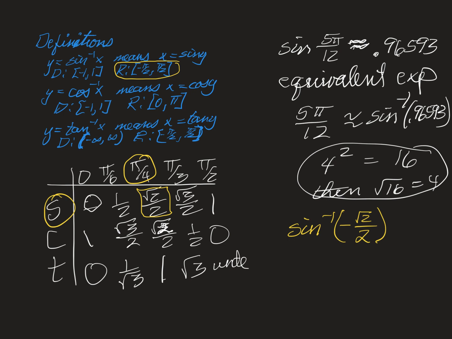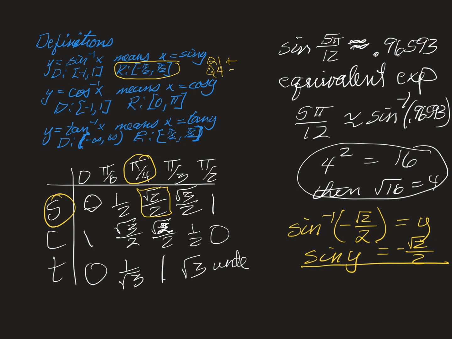And if you'll remember, from 0 to pi over 2 is quadrant 1, but those are all positive. But 0 to negative pi over 2, those are quadrant 4 angles, and they're all negative ratios. So I want the quadrant 4 angle that will give me negative square root of 2 over 2. Or in other words, this is equal to y. In other words, I want the sine of y to equal negative square root of 2 over 2.